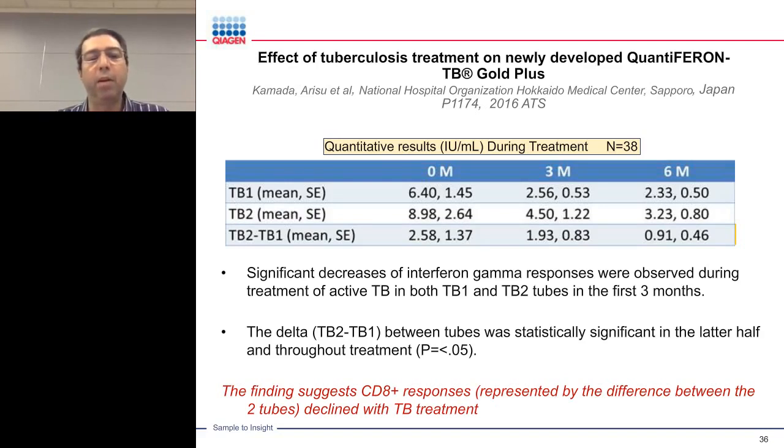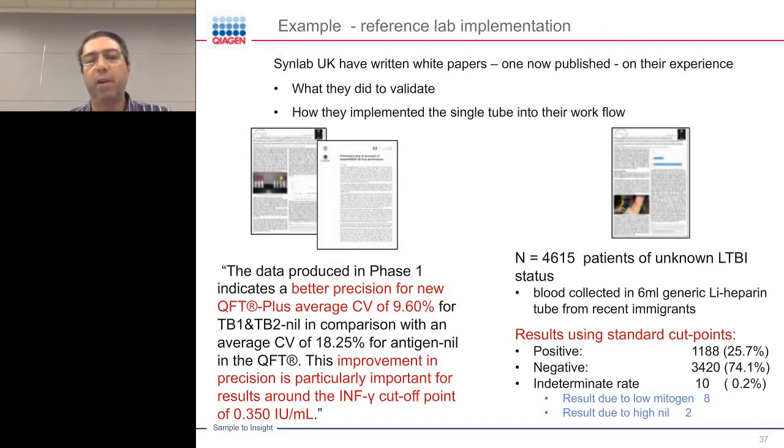But really the only thing that was significant was the difference between those two tubes, so that CD8 signature of TB1 minus 2 was able to decline at each time point, and this was significant at the later time points. So really suggesting that the difference between these two tubes could be a biomarker for burden and hence treatment efficacy.